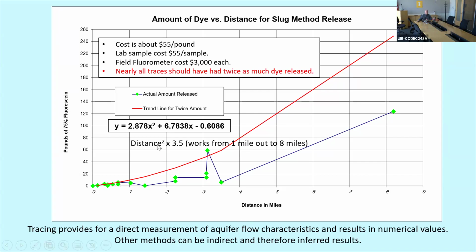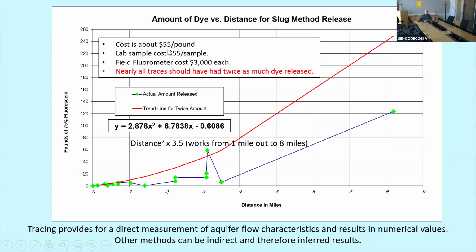But you can roughly use distance squared times 3.5 for ranges between 1 and 8 miles to get you in the ballpark of how much dye to use. I wouldn't bother with trying any mathematical equations to calculate how much water's down there and how much dye, and then what's your concentration goal that you're trying to reach, because it probably won't work. And that's the opinion of some other professional tracers also.